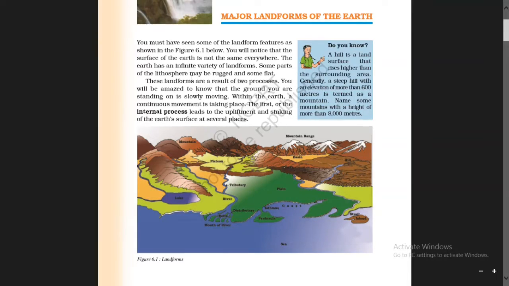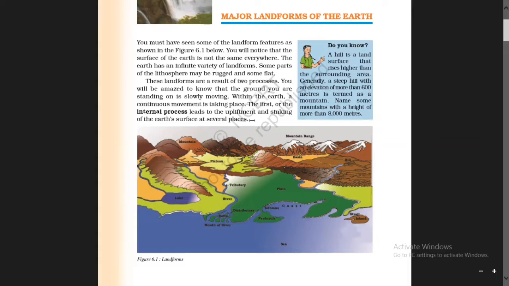These landforms are a result of two processes. You will be amazed to know that the ground you are standing on is slowly moving. Within the earth, a continuous movement is taking place. The first or the internal process leads to the upliftment and sinking of the earth's surface at several places.